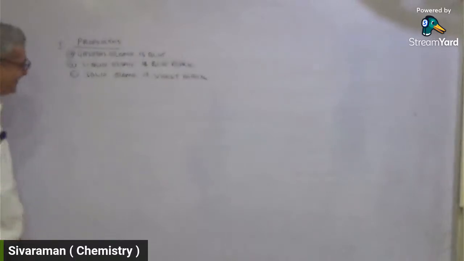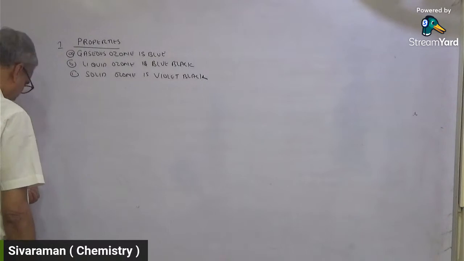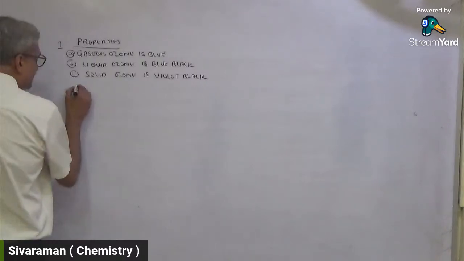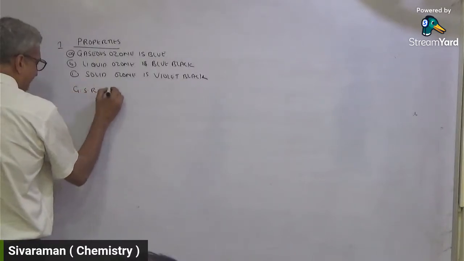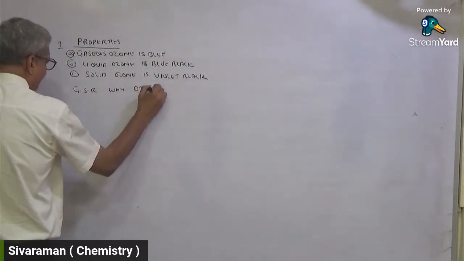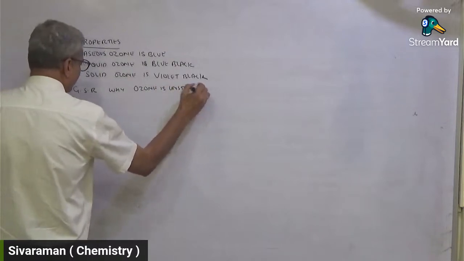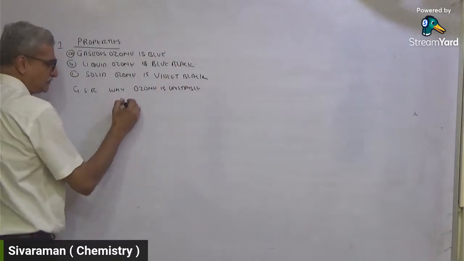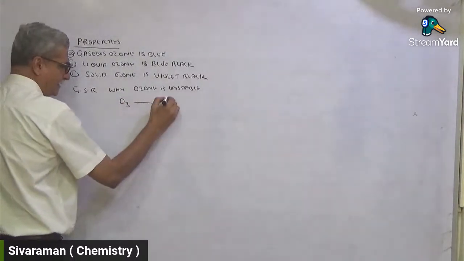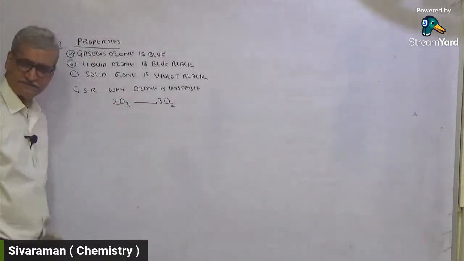Okay. Now we're coming to a very interesting part. We are trying to give a scientific reason why ozone is unstable. That means what is happening? O3 is easily forming, easily the forward reaction.